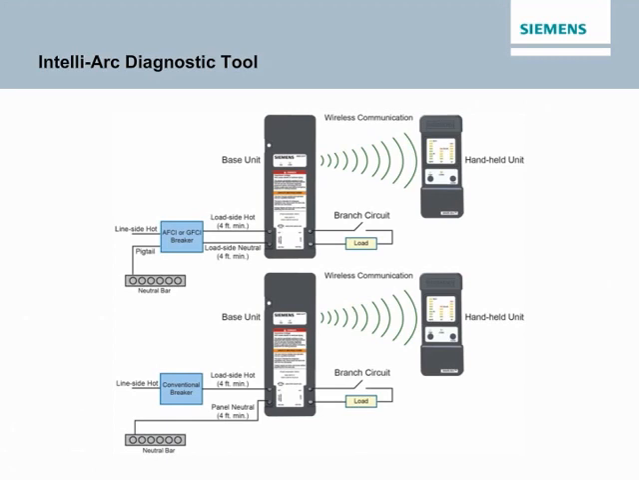Because the fault may not cause an AFCI to trip for various reasons, i.e. duration too short or current level too low, the tool provides an indication showing how close an event is to causing an AFCI to trip. As shown in the accompanying illustration, the IntelliArc diagnostic tool includes a base unit, which is temporarily wired into a branch circuit, and a handheld unit, which wirelessly communicates with the base unit. As the illustration shows, the IntelliArc base unit can be easily wired into a branch circuit associated with an AFCI, GFCI, or conventional circuit breaker.